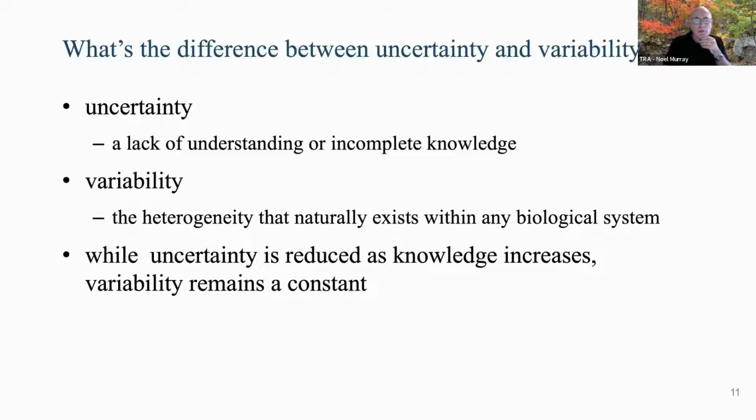So what's the difference between uncertainty and variability? This is important because I think a lot of people do mix these concepts up. So basically, uncertainty reflects a lack of understanding or incomplete knowledge of a particular system, whereas variability is the inevitable or natural heterogeneity that exists within any biological system. So we can reduce uncertainty as our knowledge increases, and obviously variability remains a constant. So it's just important to differentiate between those two concepts.